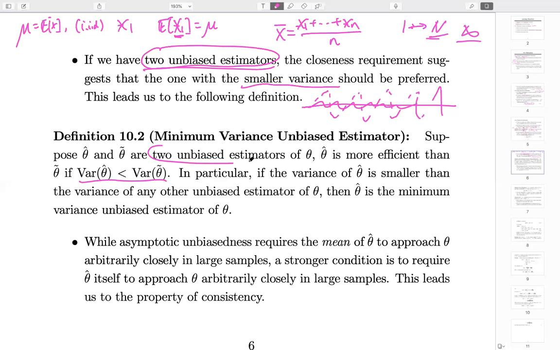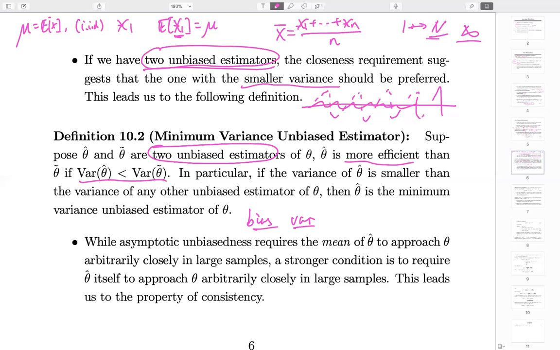Given two unbiased estimators, theta hat and theta tilde, theta hat is better or more efficient if its variance is smaller than the variance of theta tilde. The idea is very trivial, right? One of the reasons why we introduce this is because later on we will see that usually there's a trade-off between bias and the variance.